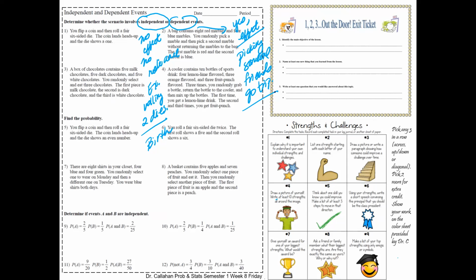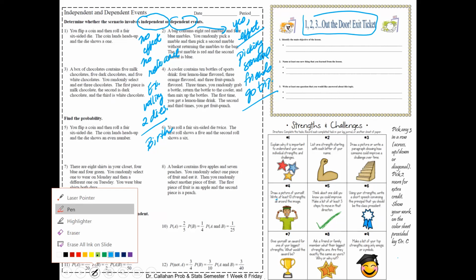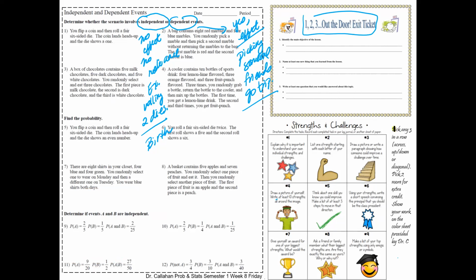All right, so make sure you finish questions 1 to 12. This is your exit ticket right here. And then your SEL challenge right here is on the right side on a separate piece of paper. Go ahead and pick any 3 in a row, across, up, down, or diagonal. And if you need some extra credit, you can do 2 more for extra credit. Show your work on a separate piece of paper. And there are 9 different tasks.